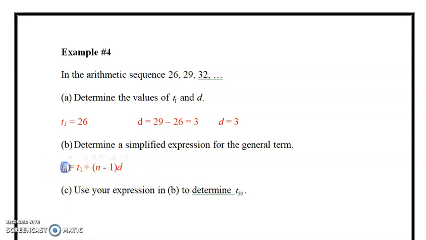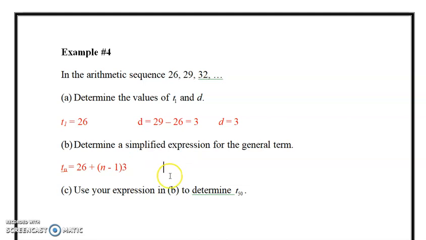So what we're going to do now is take our formula and add in what we know. So the nth term, that's the general term, that's t sub n. The first term, we'll replace that with 26 plus n minus 1 d. We don't know n, but we do have the common difference. The common difference is 3. So we'll put a 3 in there.